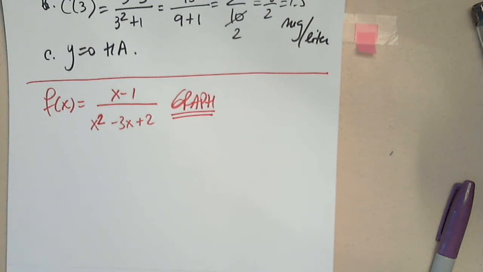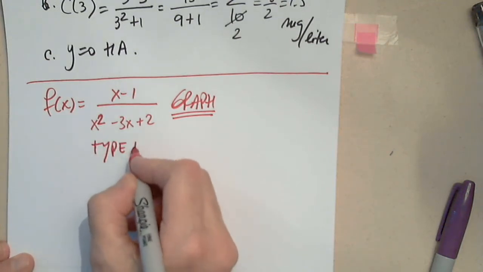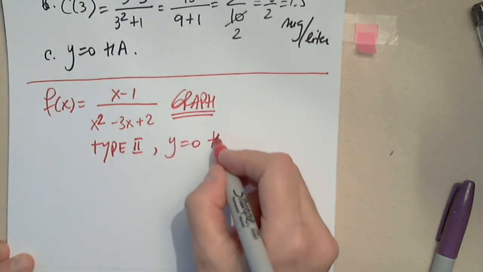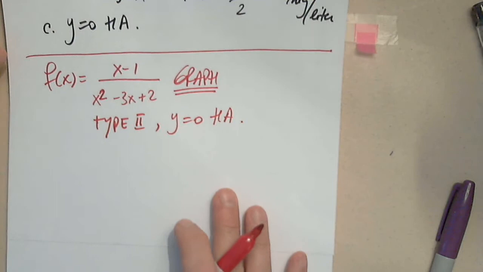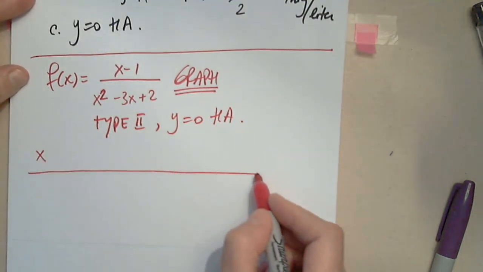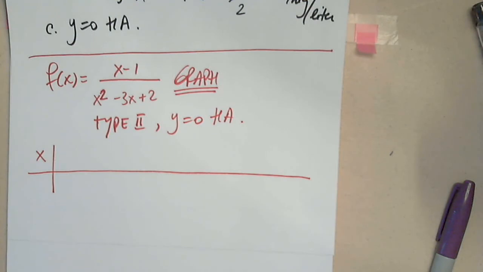My first question is, what type is it? Type 2? Exactly. Type 2. What do we know about type 2 right away? 0 horizontal asymptote. Excellent. That's all I wanted to know. Good. So it is type 2. We know exactly what you just said, horizontal asymptote. However, I do have to start with a domain. Always. So I can start my table, my chart. Very good.